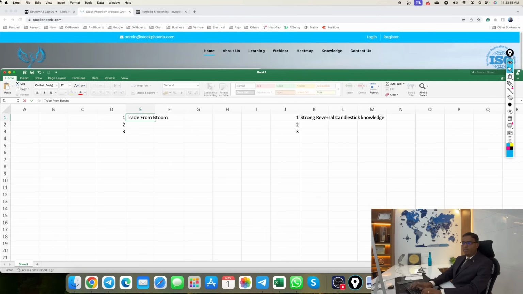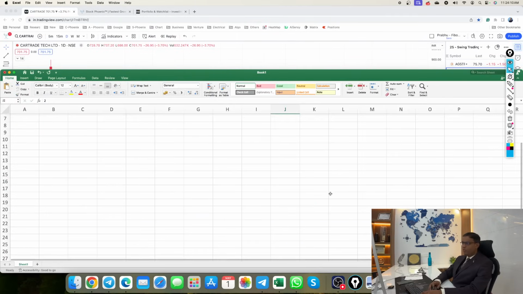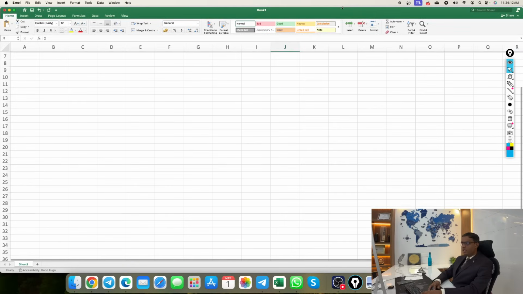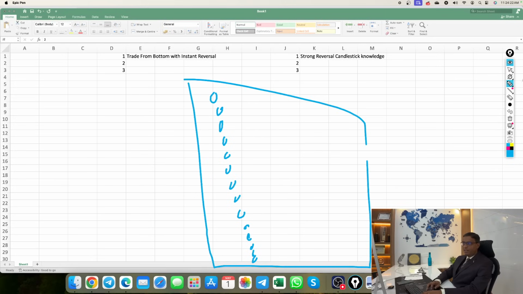So, trade from bottom with instant reversal. Okay, so first, equities is this. Without wasting much time, let me give you one more round of information about downtrend. As I always say, the stock has to be in a complete downtrend for picking these kinds of stocks.